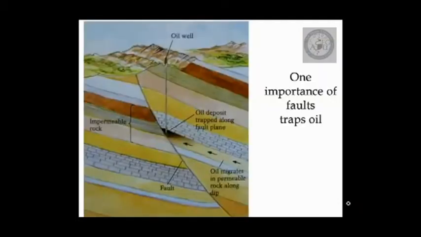Faults are not always a negative thing. They do a good job of trapping oil. Since oil can migrate through a permeable layer, it will end up at the fault line getting stuck with an impermeable layer, where it can then be drilled.